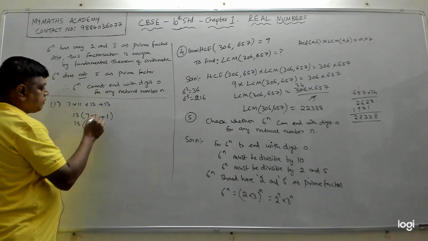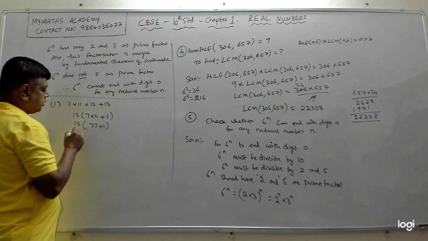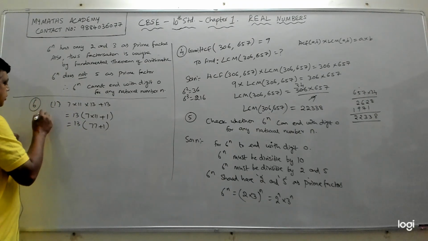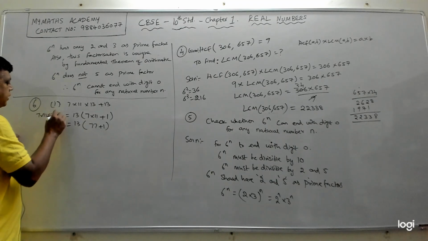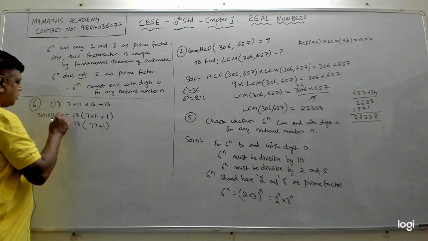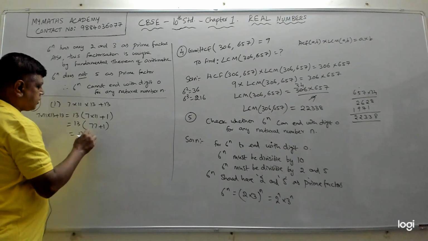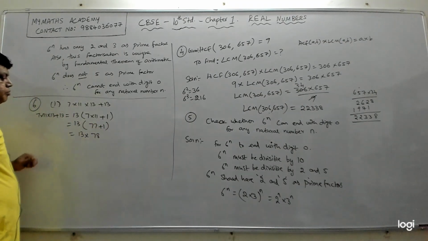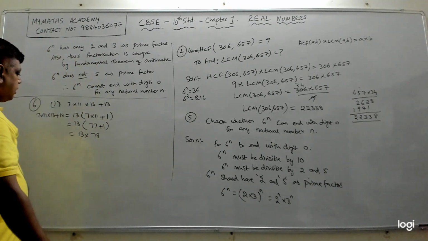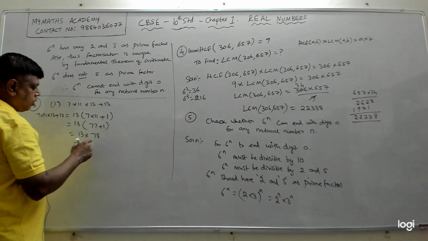Then 7 into 11 is 77, plus 1. So this, 7 into 11 into 13 plus 13, can be written like this. Now that is equal to 13 into 77 plus 1, which is 78. 77 plus 1 is 78. So that is equal to 13 into 78.